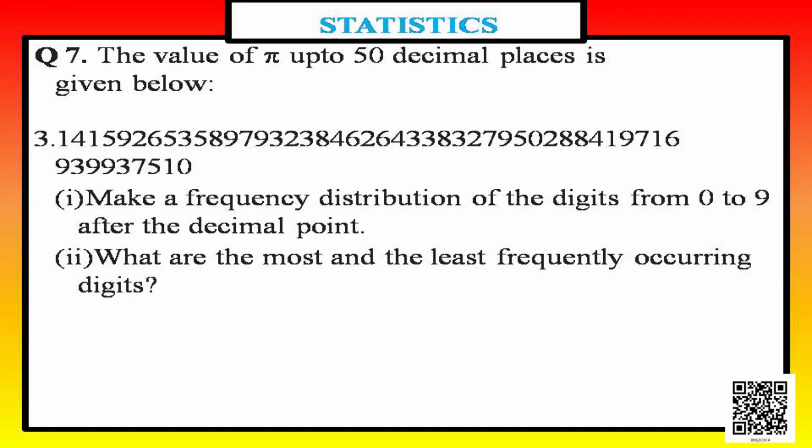Our next question is number 7. The question is: the value of pi up to 50 decimal places is given below. It is 3.1415926535 and so on. The first bit asks to make a frequency distribution table of the digits from 0 to 9 after the decimal point. And the second bit: what are the most and the least frequently occurring digits? Now let us solve it.